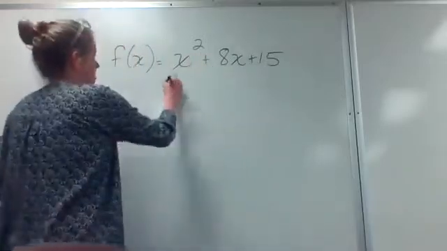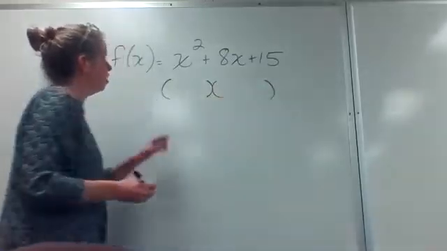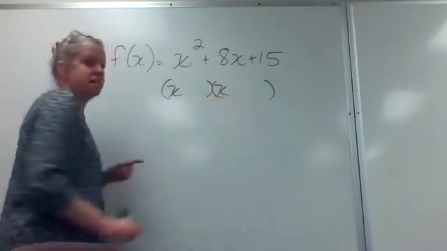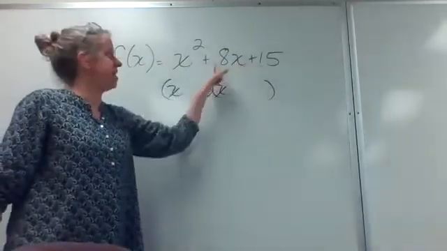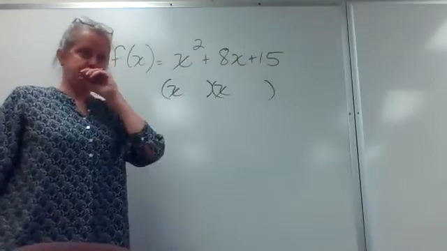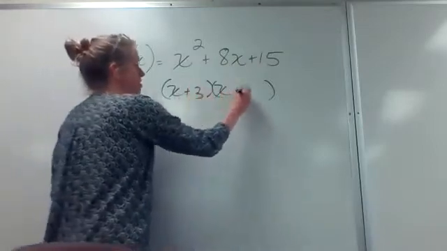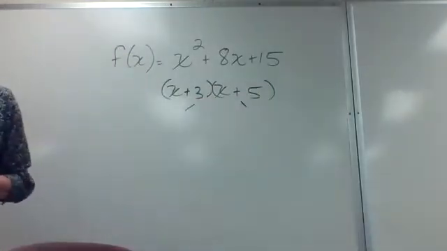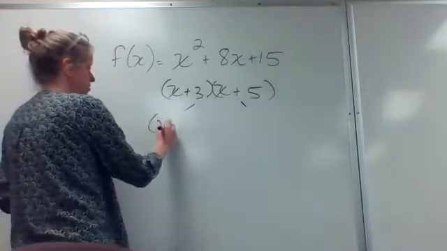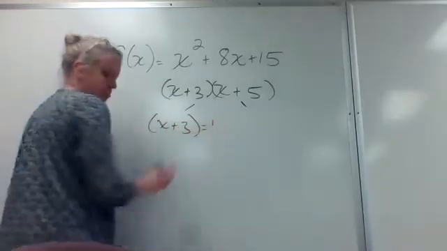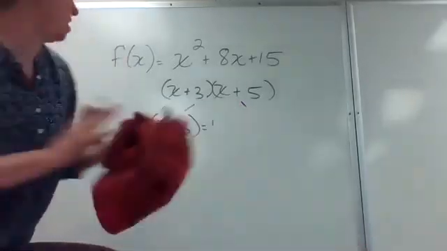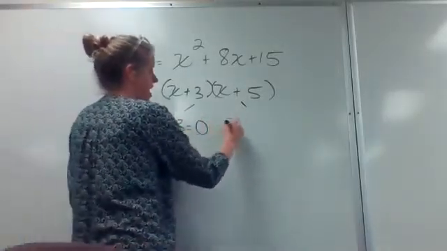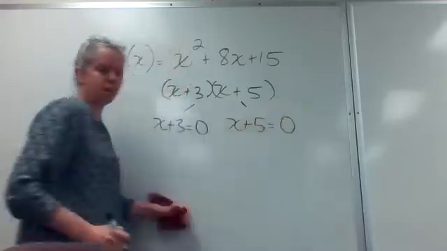So if I factor this and put it in its factored form, what gives you x squared here and here? Okay. And then what are the factors of 15 that add to 8? 3 and 5. So that puts it in factored form. Once you put it in factored form, those are the factors that you set equal to 0. X plus 3 equals 0. And x plus 5 equals 0.